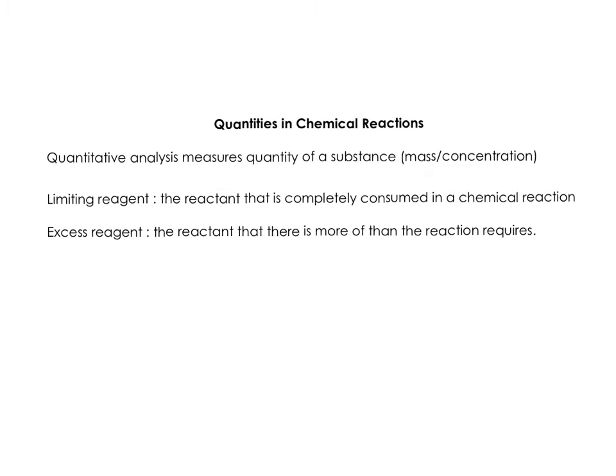Quantities in chemical reactions. Quantitative analysis measures the quantity of a substance present. It could be in terms of mass or concentration. And the limiting reagent is the reactant that is completely consumed in a chemical reaction. So it's all used up, there's none left over. That means it limits how much product you can make, because once you've used up that reactant, the reaction stops. You can't make any more product because you're out of one of your ingredients.